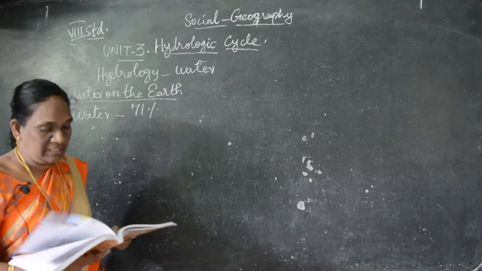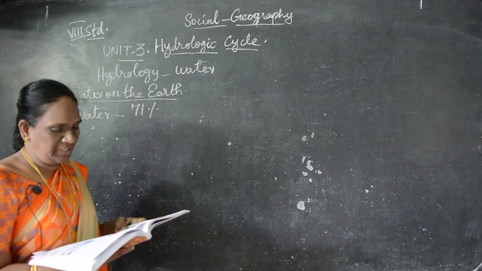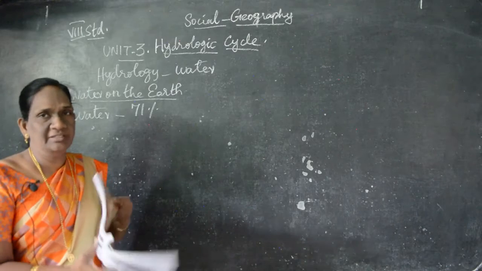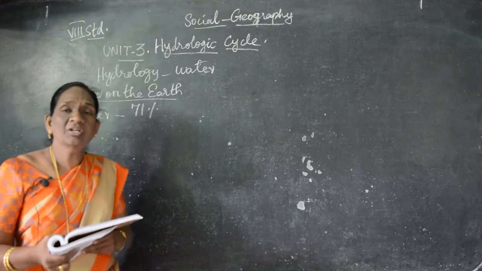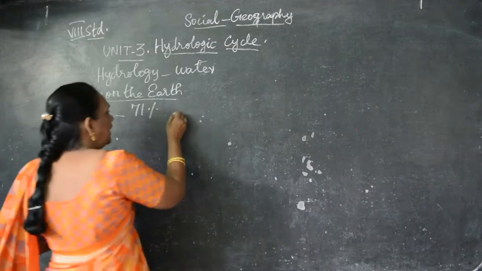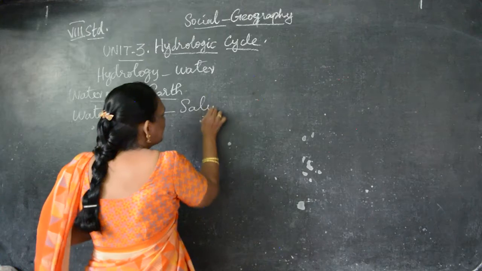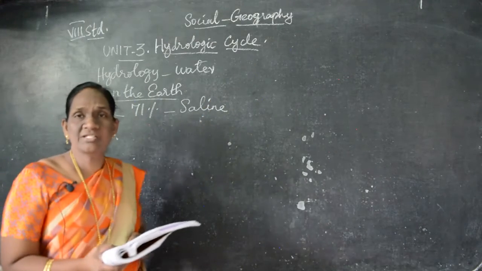326 million cubic miles. Okay. And it is very hard to visualize the area which the water covers. Okay. And most of the water on the surface of the land is what we can say saline. What is meant by saline? Salt. Understand? Saline means salt.